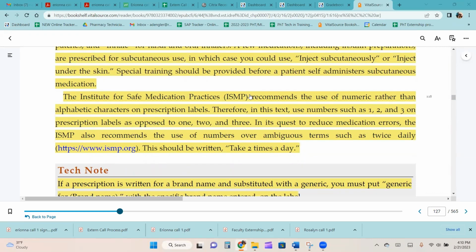The Institute for Safe Medication Practice recommends the use of numeric rather than alphabetic characters on prescription labels. Therefore, in this text, use numbers such as 1, 2, and 3 on prescription labels as opposed to spelled-out words. In its quest to reduce medication errors, the ISMP also recommends the use of numbers over ambiguous terms such as twice daily. This should be written take 2 times a day.